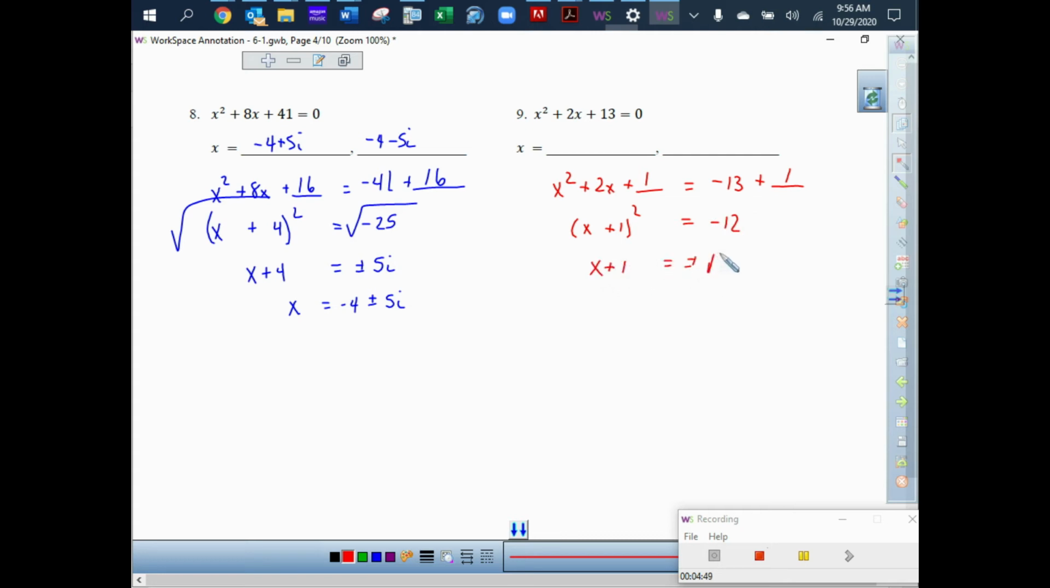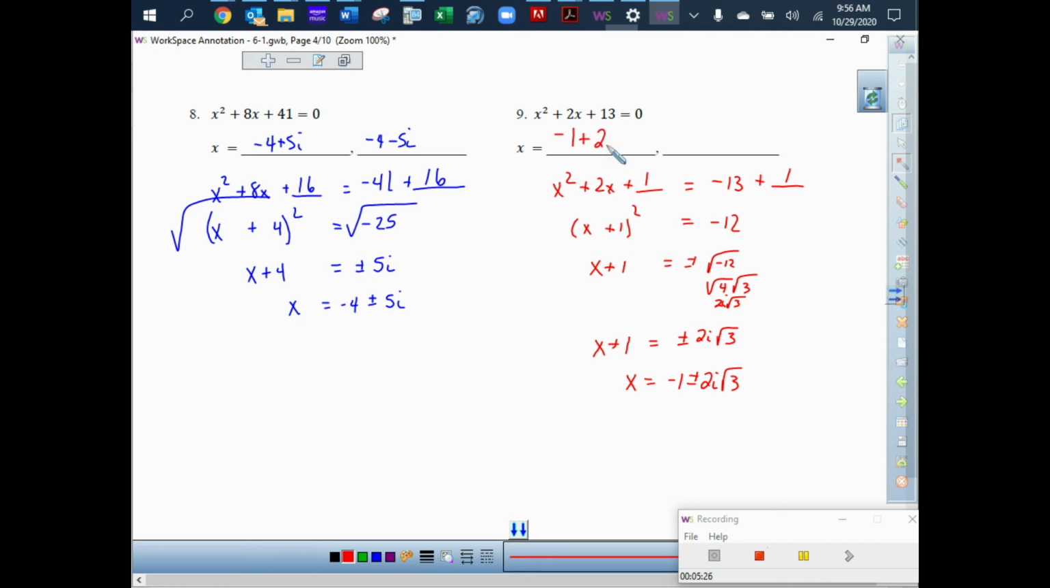plus or minus the square root of negative 12, which can be simplified. If you just think of it as the square root of 12, that's the square root of 4 times the square root of 3, which is 2 square roots of 3, but you need an i with it because this was negative. So x plus 1 equals plus or minus 2i square roots of 3. That's what the square root of negative 12 actually simplifies to be. Then you subtract that over. So minus 1 plus or minus 2i square roots of 3.